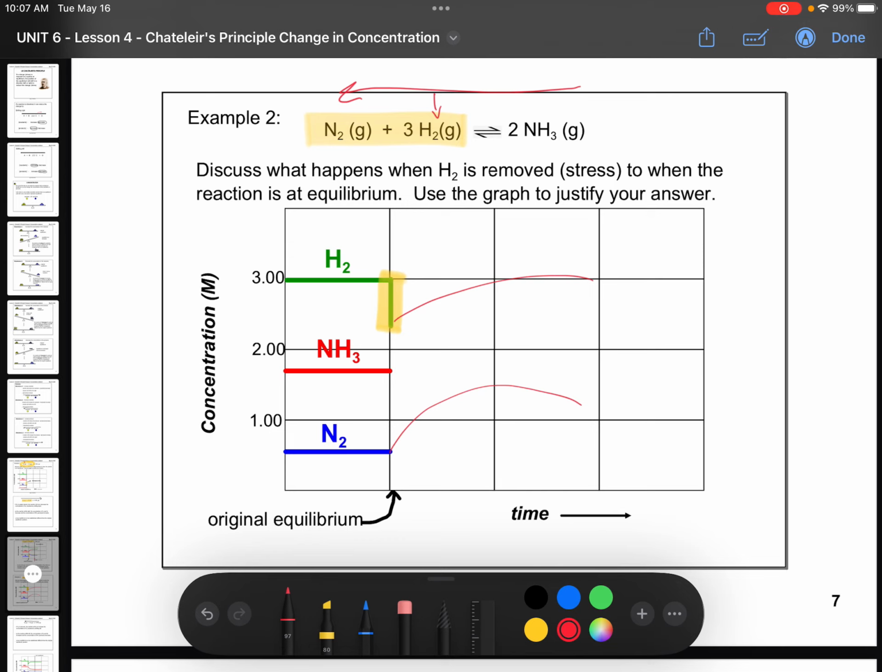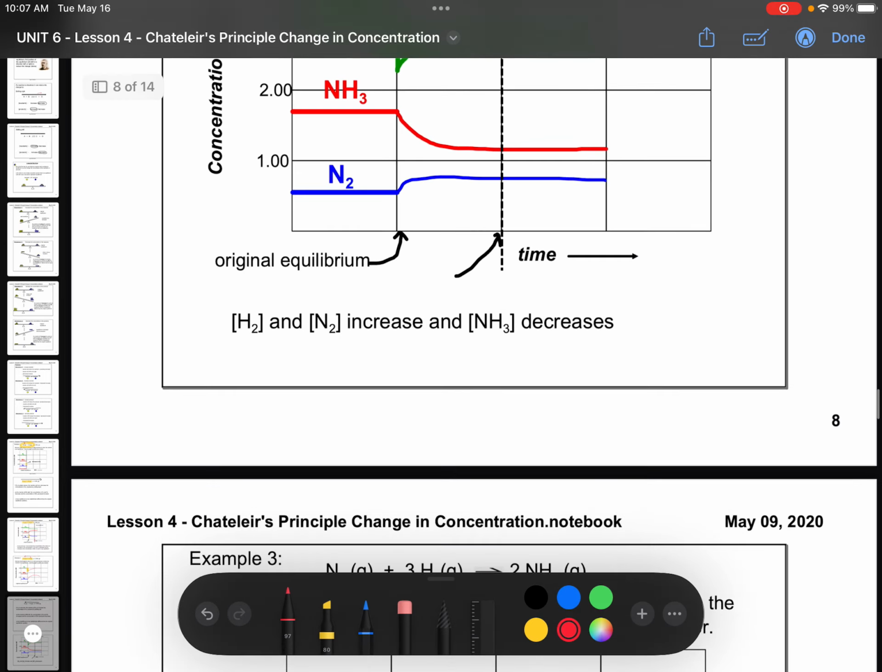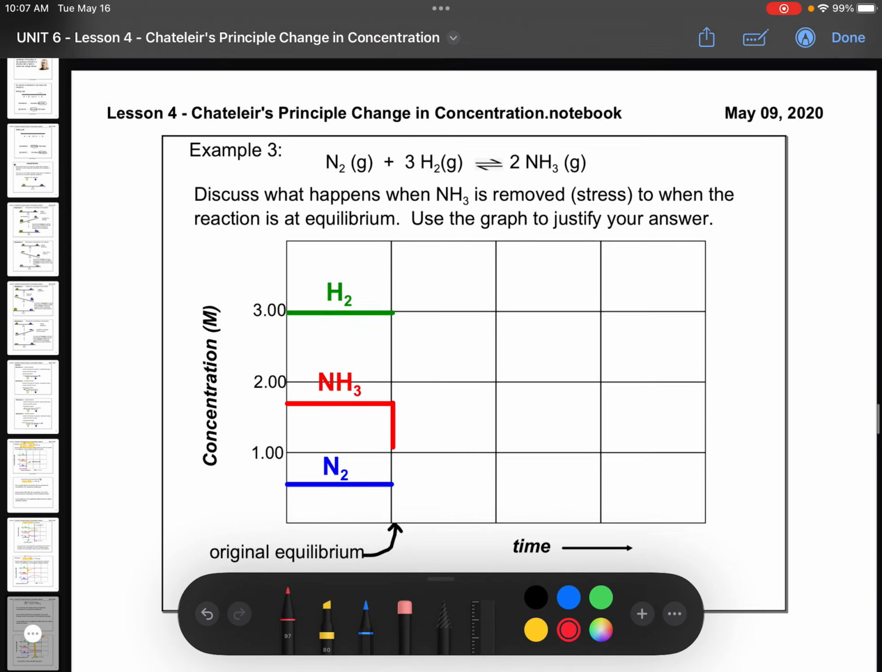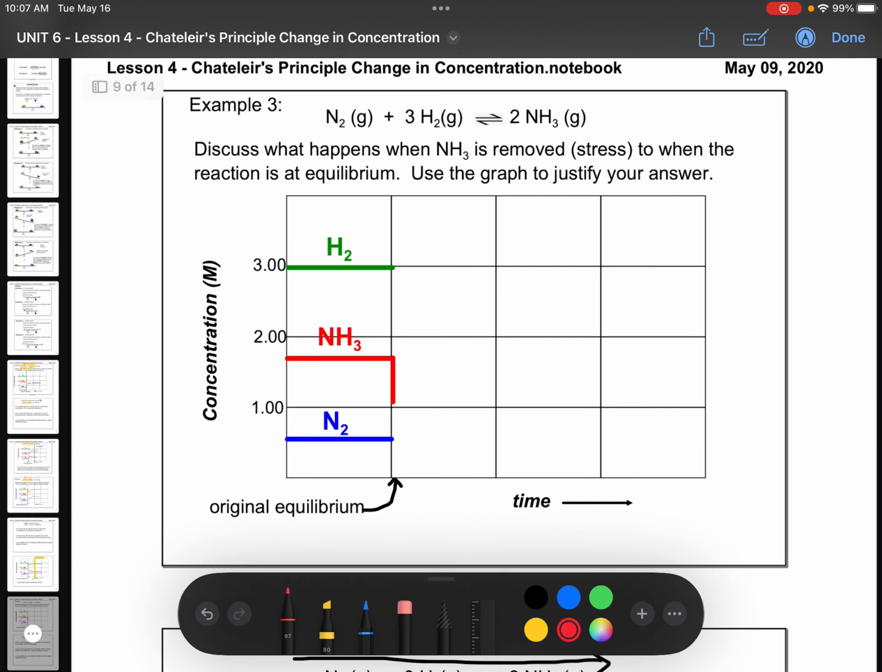And so when we shift to the left, that means our H2 and N2 are now going to increase. So because we have an increase of reactants, that means our products are going to decrease in order to reach equilibrium. And once they've leveled out, we now have a new equilibrium. As you can see there, this line is our new equilibrium. And this occurs over time because our H2 and N2 increase and our NH3 decreases.